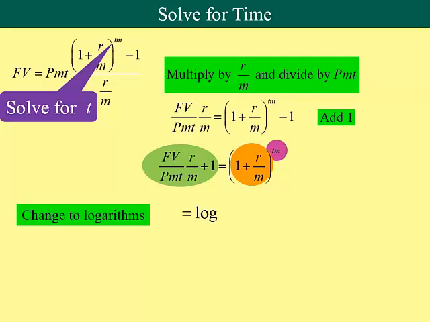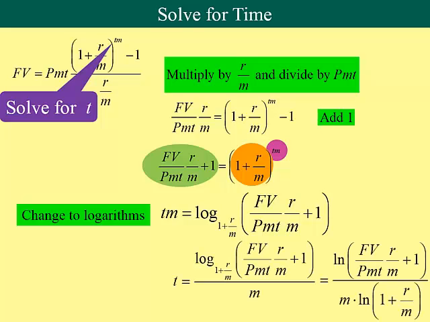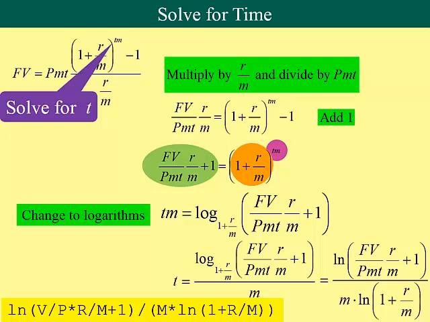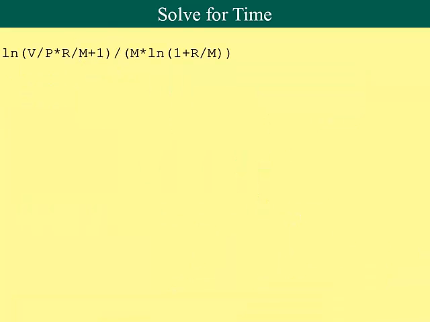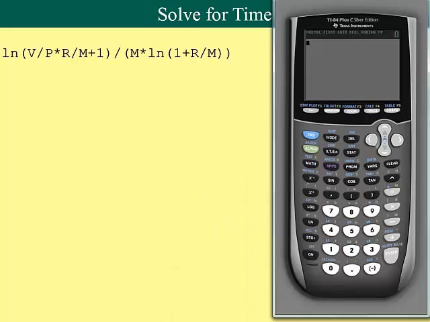The log has a base of 1 plus R over M. The logarithm is the exponent, and then the other stuff goes here. Now the proper way of typing this would be to enter it as separate logarithms: the log of all of that stuff divided by the log of 1 plus R over M. So there's the solving for T. In calculator form, this is what that would look like. Now we're going to take that and see how we get that into our calculator.